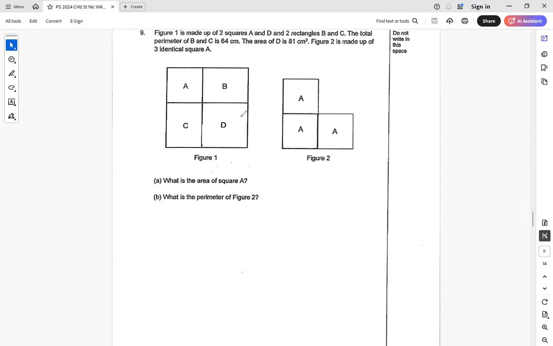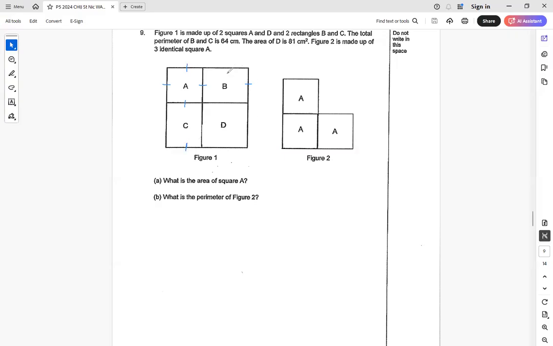Okay, so first thing first, you look at this figure 1 here. It's made out of two squares and two rectangles. So let's identify those sides that are equal. For squares, all four sides will be equal. So let me just draw the lines here to represent that they are equal. This side here is the opposite side of your rectangle, so this must also be equal length. Same applies to this length here.